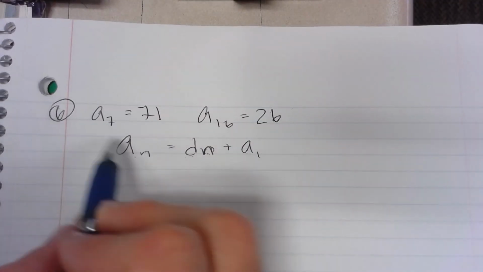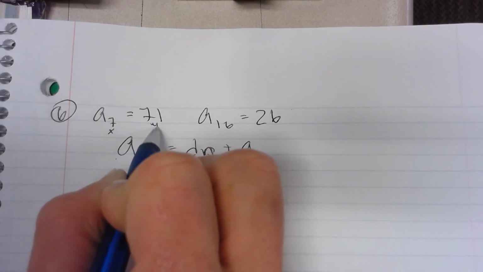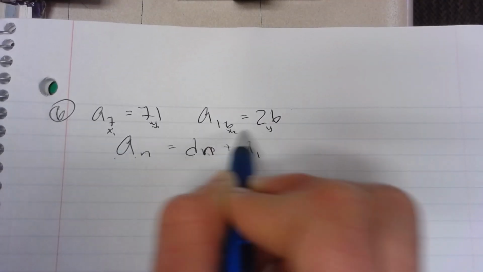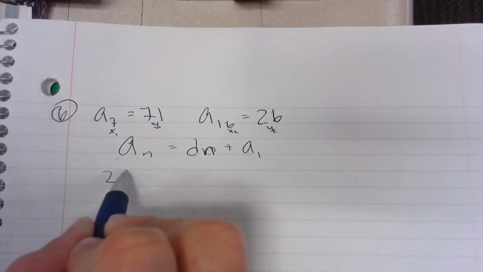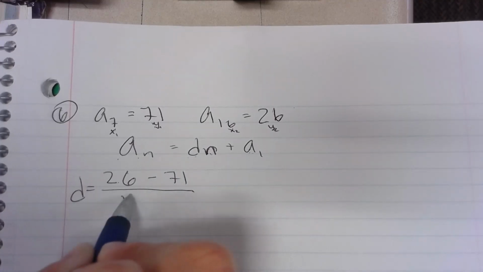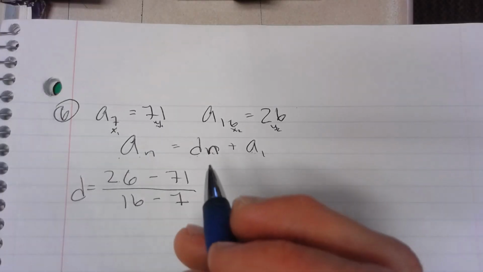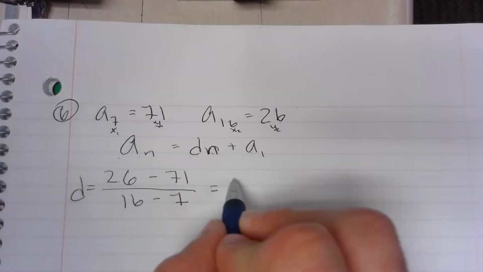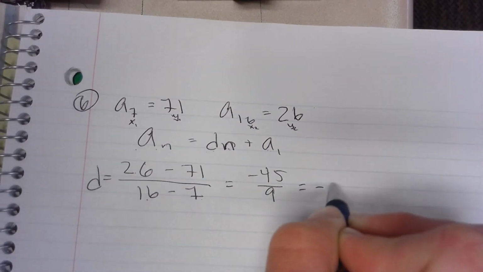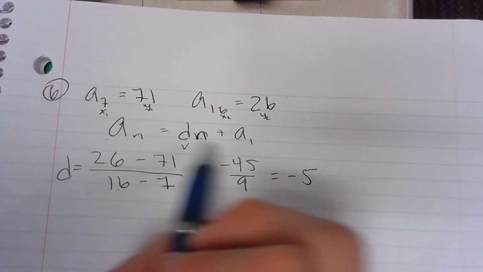So if we think about it, this is our n, which is our x. This is our a sub n, which is our y. I actually have x1, y1, x2, y2. So I'm going to create my old y2 minus y1 over x2 minus x1. I'm going to go ahead and calculate. 16 minus 7 is 9, so my common difference is negative 5. Alright, so now I know my common difference.